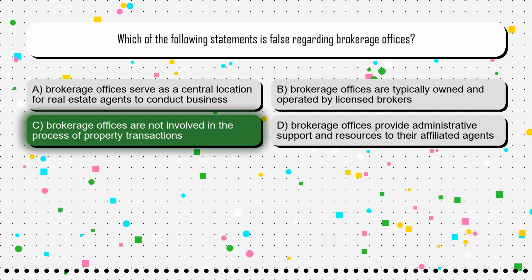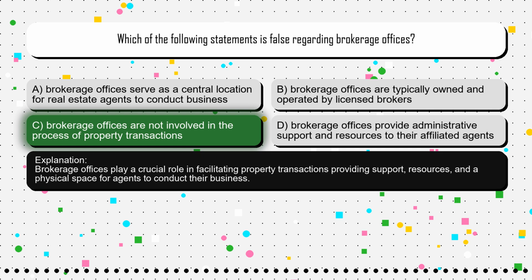The correct answer is option C, brokerage offices are not involved in the process of property transactions. Brokerage offices play a crucial role in facilitating property transactions, providing support, resources, and a physical space for agents to conduct their business.